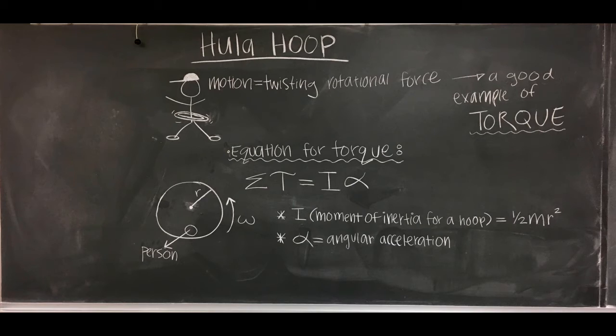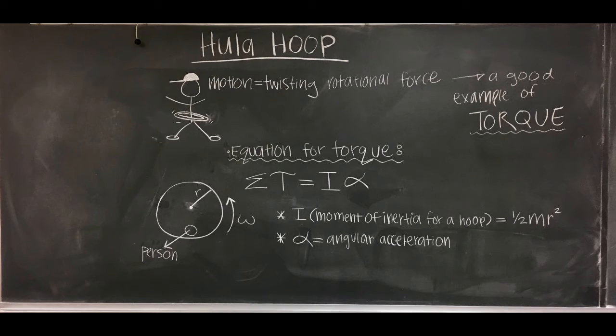The motion of a hula hoop is a twisting rotational force. This is a great example of torque, the tendency of a force to rotate an object around an axis. 5 factors are at play when you hula hoop: an outward force, torque, friction, centripetal force, and gravity. You aren't just a hula hooper, you're the hoop's axis, the center of its rotation.